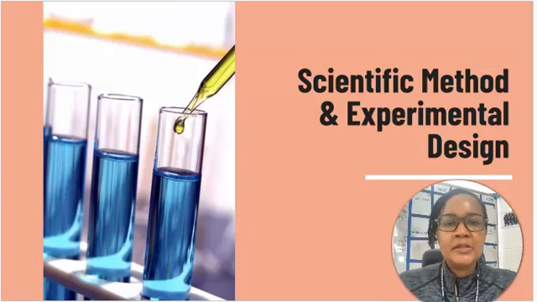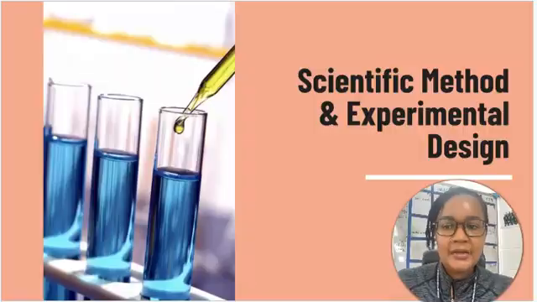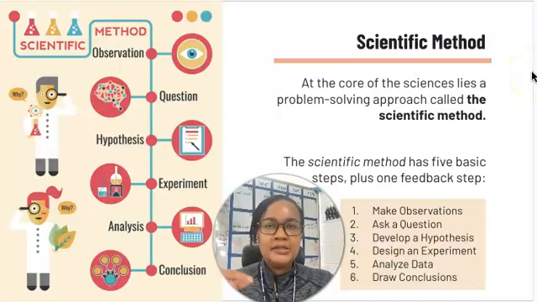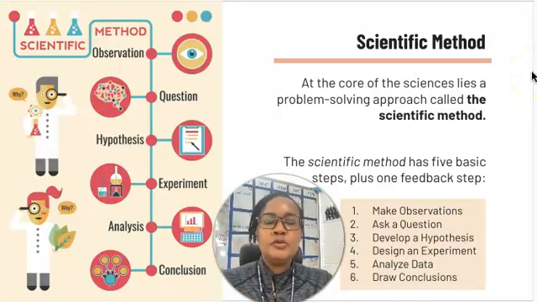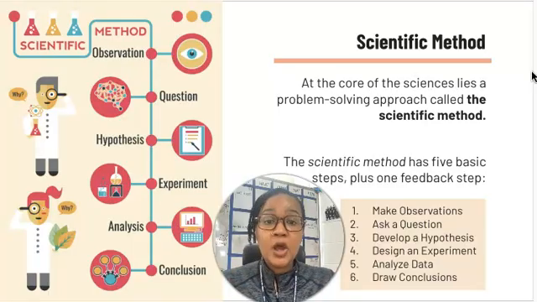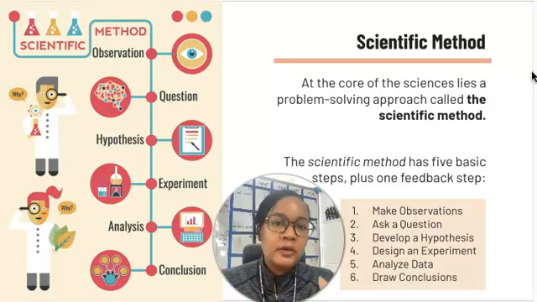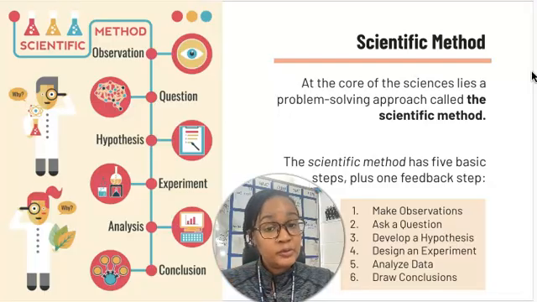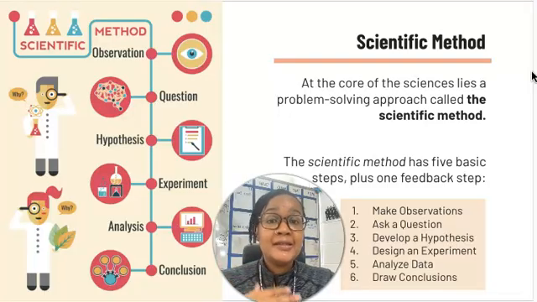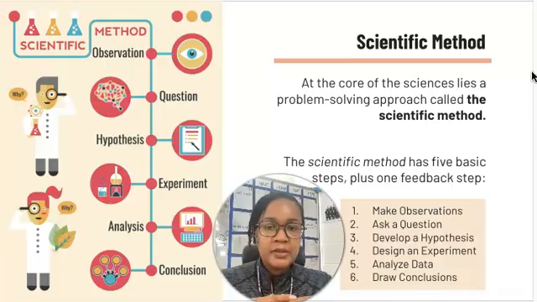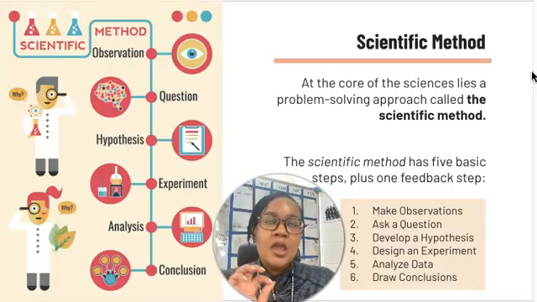This lesson is about the scientific method and experimental design. So the scientific method is a set of steps that's used by scientists all over the world. And this is how scientists go about solving problems. If you think maybe back to elementary school or design tech, you may have talked about the engineering design process. And it's similar to that process.